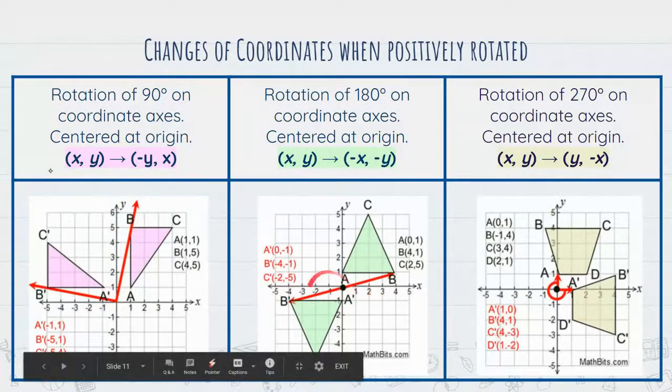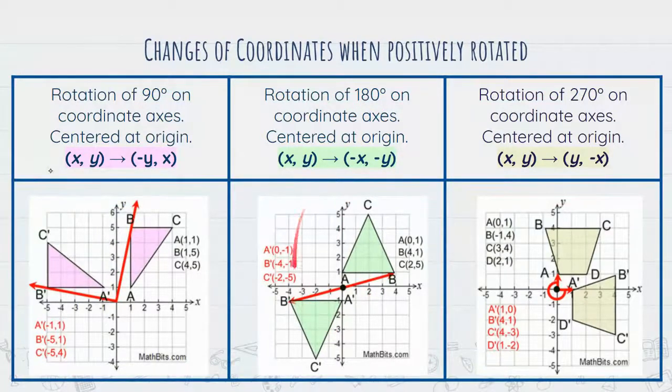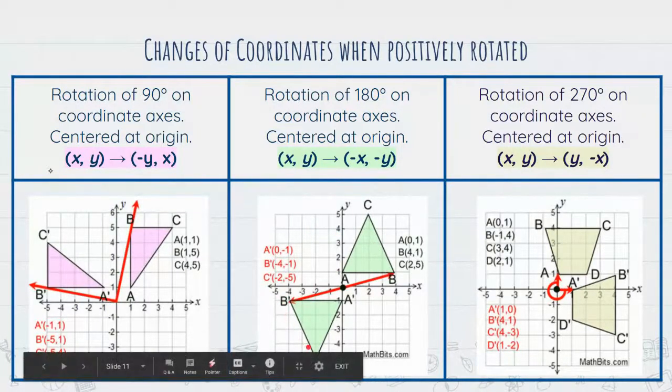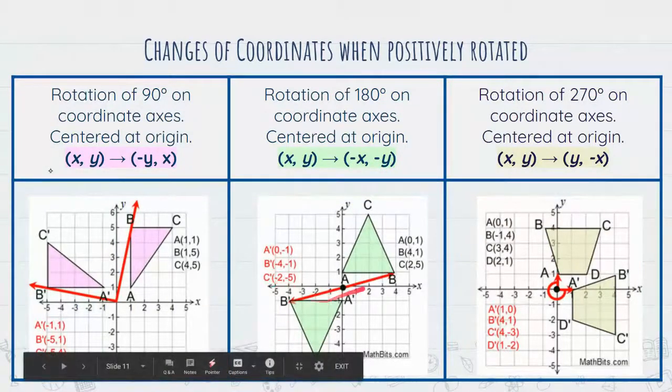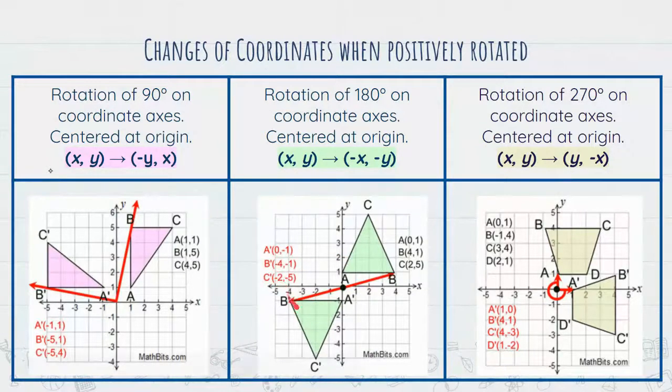When we move into coordinate 3, that's a rotation of 180 degrees. Okay, so everything is going to be rotated and the orientation is different, but this one is a little different. Let's look at point C. My original is 2, 5. The x and y digits stay in the same place. They just go to the opposite sign. So negative x and negative y. So we go from 2, 5 to negative 2, negative 5.